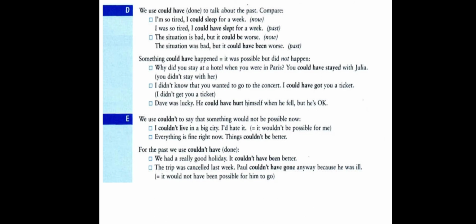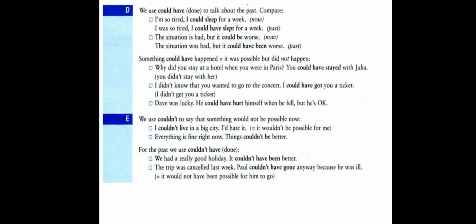When you say you could have stayed with Julia, this did not happen. He stayed in a hotel, or she stayed in a hotel. You didn't stay with Julia. You could have stayed with Julia. Here is a past possibility. A possibility in the past is expressed by using could plus have plus past participle of the verb. And this past possibility did not happen.